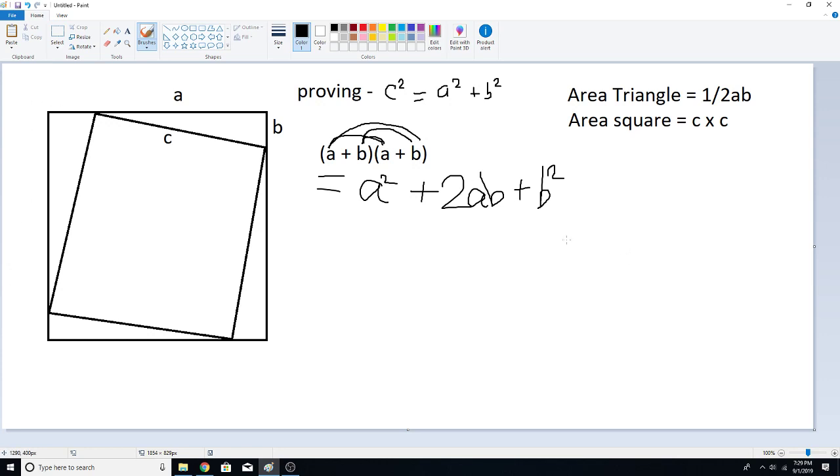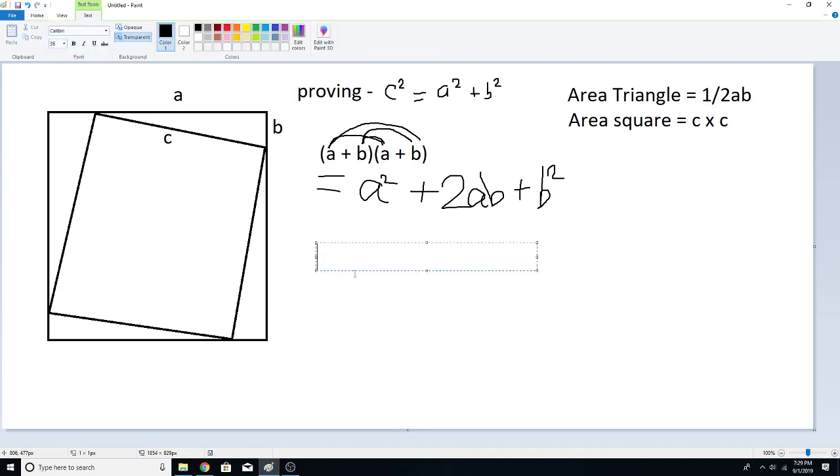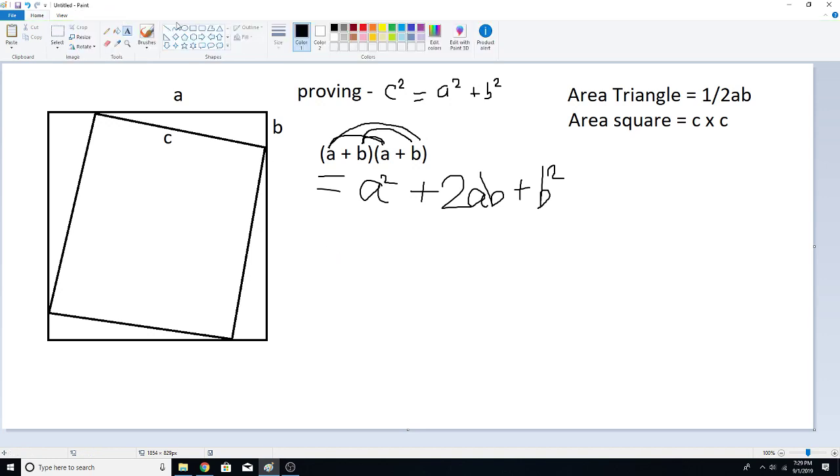So now we need to work out the area of the square inside. Now the area inside is basically c times c, which is c squared. In fact, I'll just draw it on, c squared. Next we have to get the area of these four triangles.